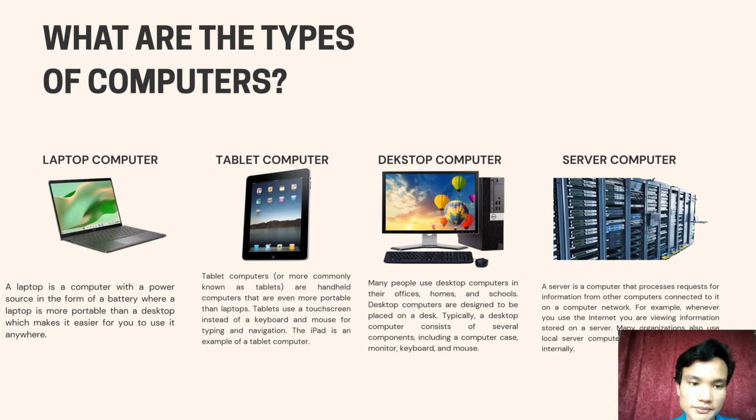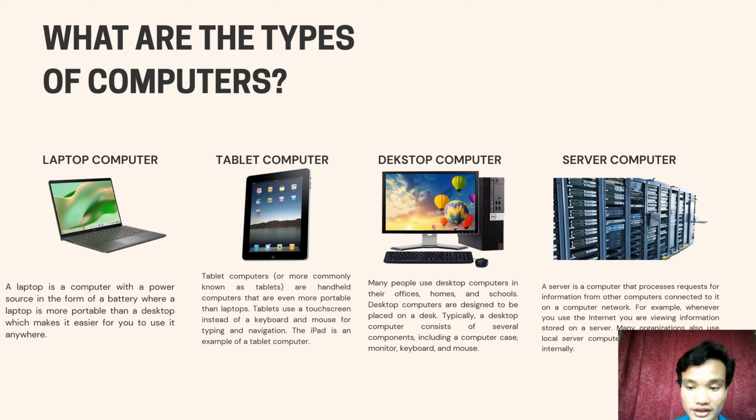What are the types of computers? There are four types of computers. The first is laptop computers. A laptop is a computer with a power source in the form of a battery, where a laptop is more portable than a desktop, which makes it easier for you to use it anywhere. I think almost everyone has it, right?